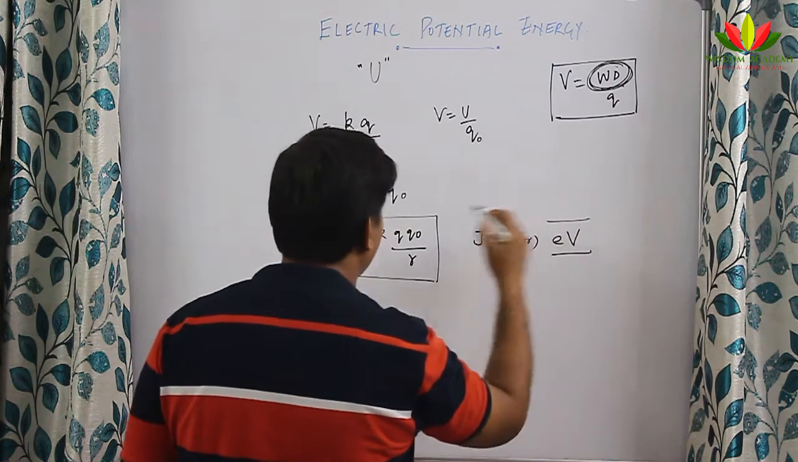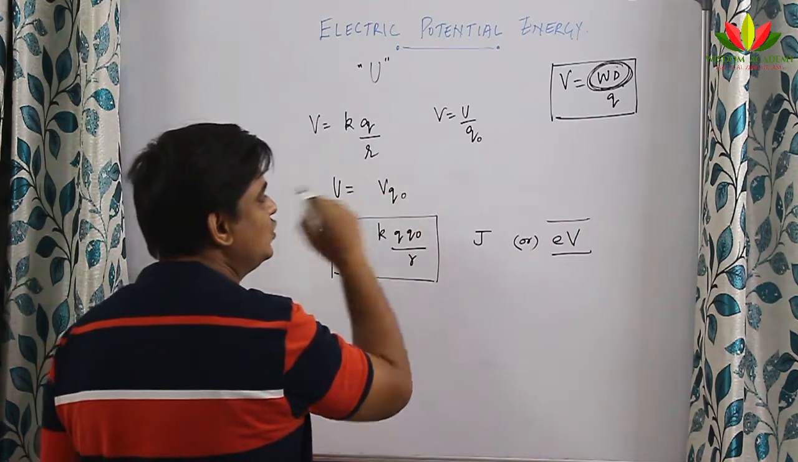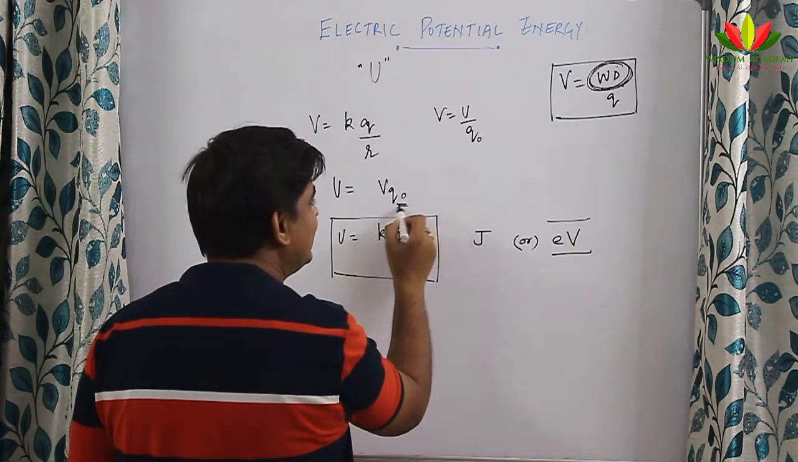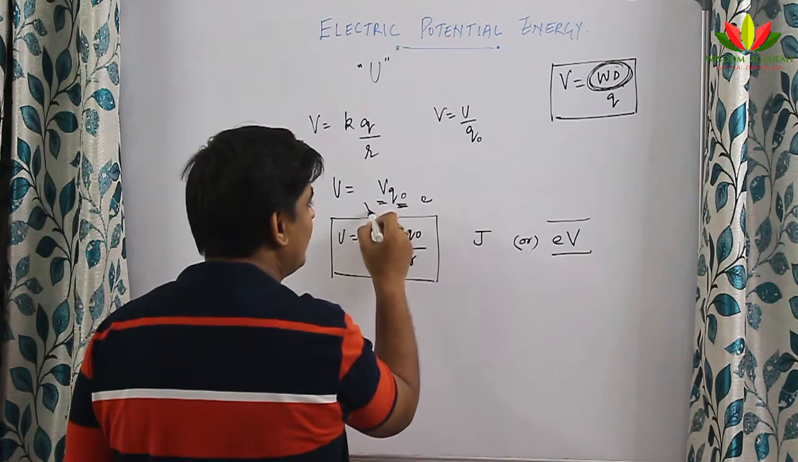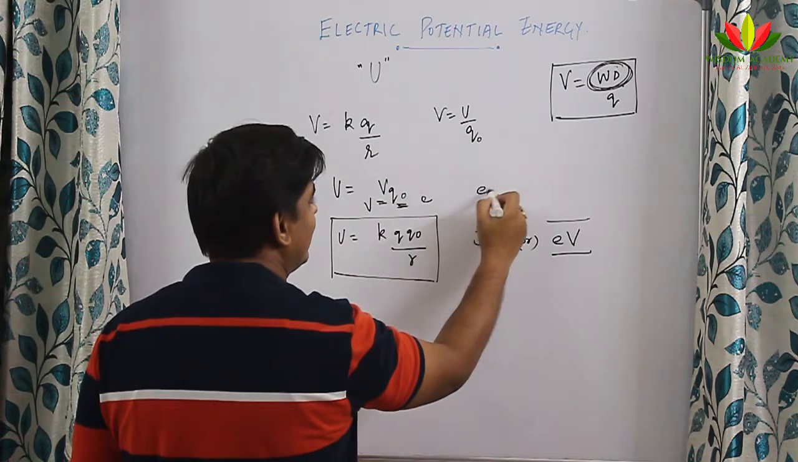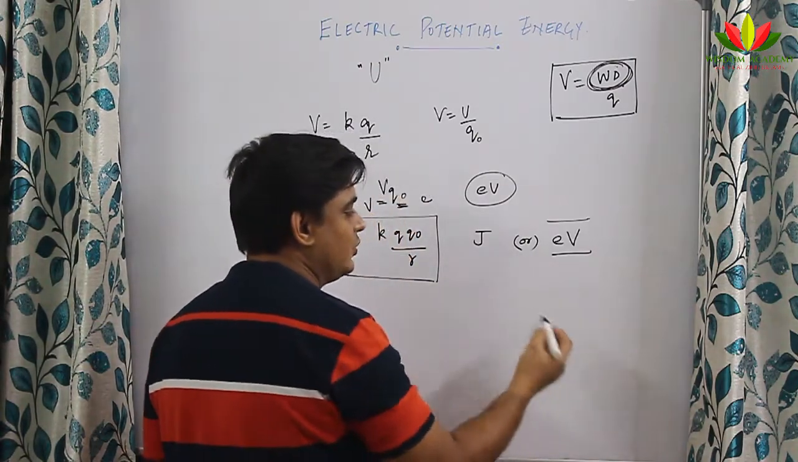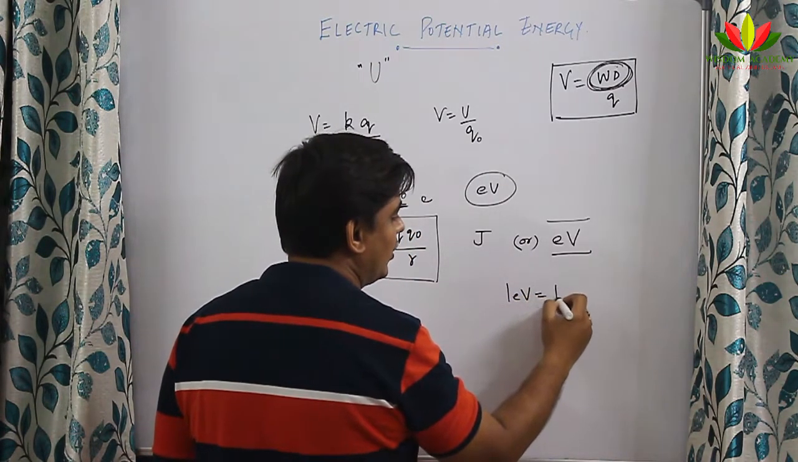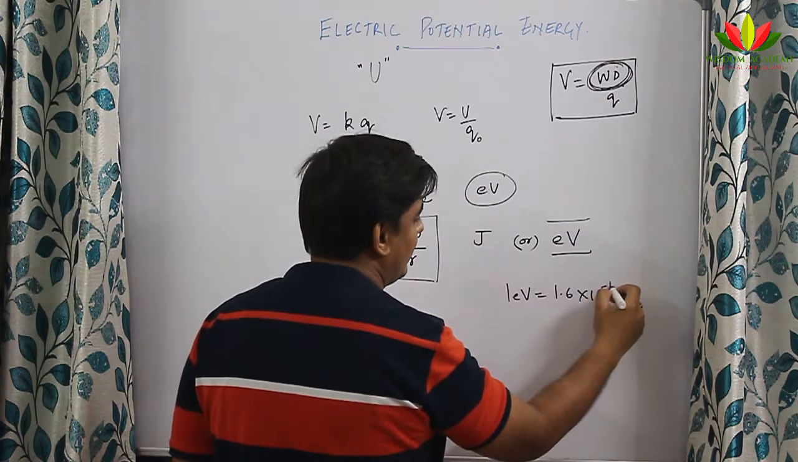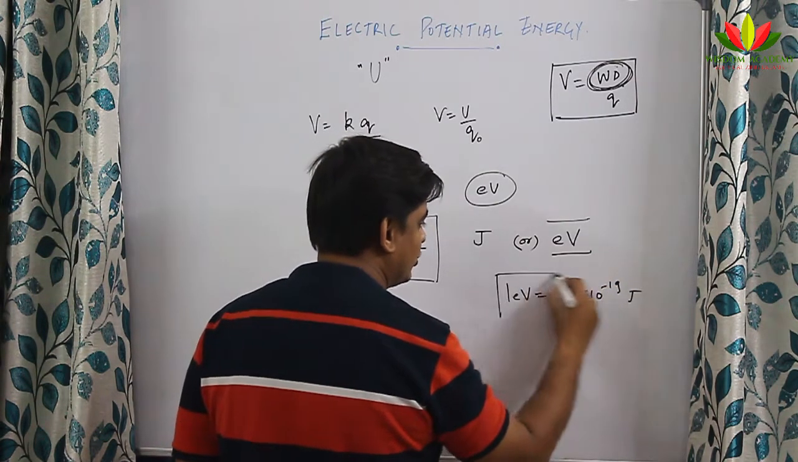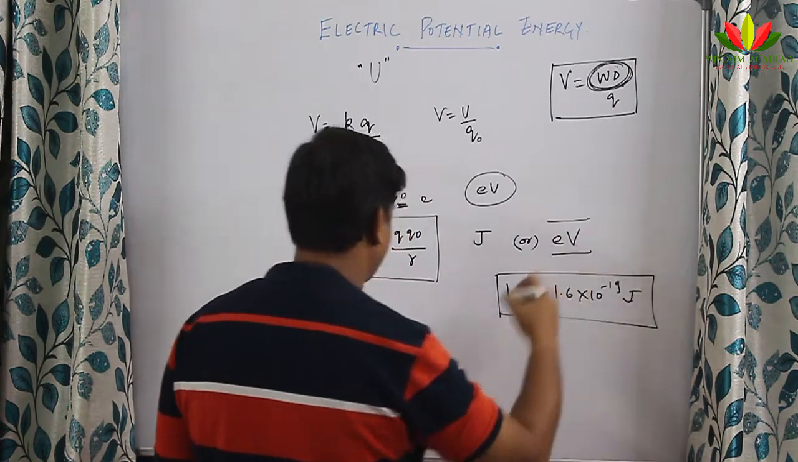How did the electron volt come? See, U is V into Q, right. So Q is in e and V is in volt. So from here only we got electron volt, and you will find the value of one electron volt. So 1 electron volt will be equal to 1.6 into 10 to the power minus 19 joules. This is the conversion of electron volt to joules.